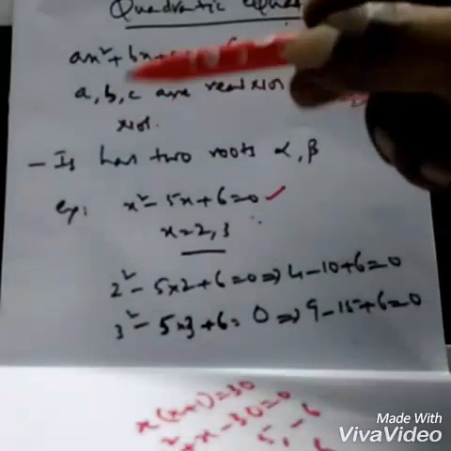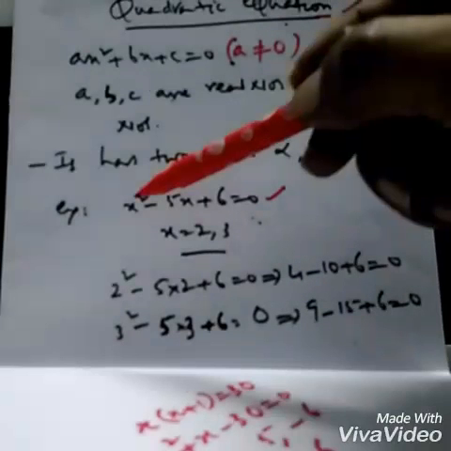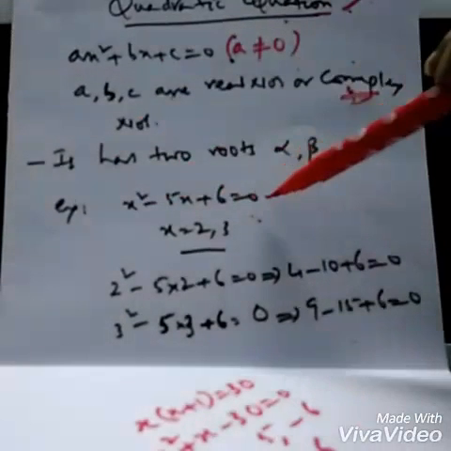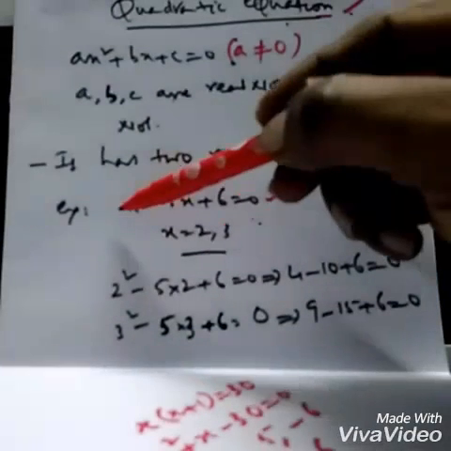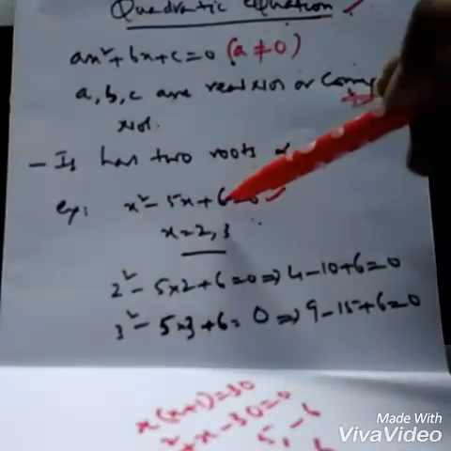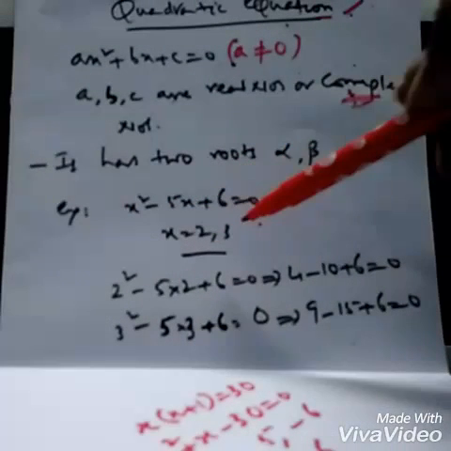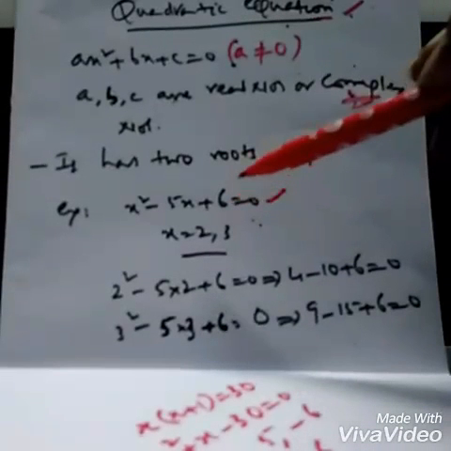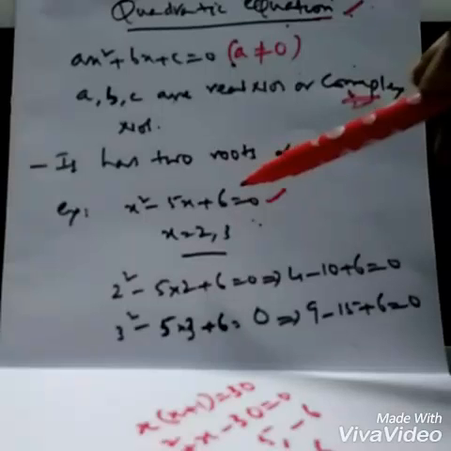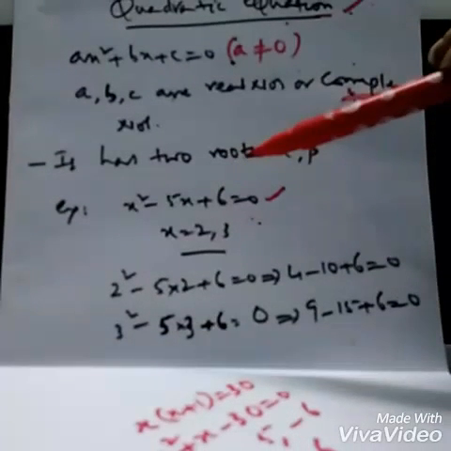Now it has two roots, generally called alpha and beta. For example, x² − 5x + 6 = 0 is a quadratic equation because it is in second degree, where a = 1, b = −5, c = 6. If I solve this, I'll get x = 2 and x = 3. How to solve this, the methods, and the properties of roots, we'll understand later.